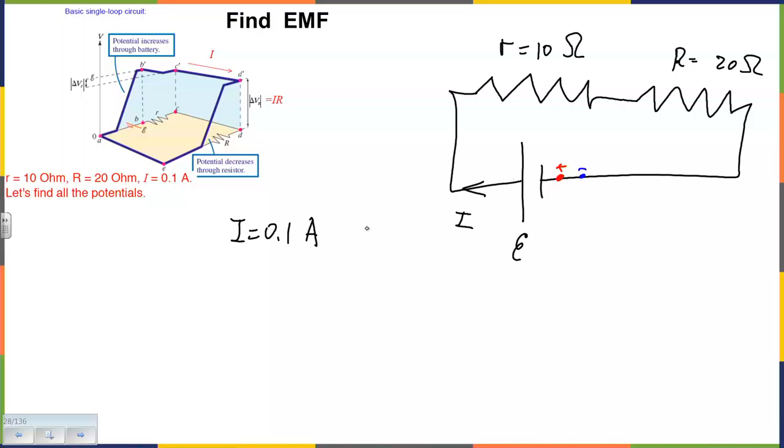So let's say we have that fictional positive charge, not an electron. How do I know? Electrons are blue. Electrons would travel away from a negative terminal, but the battery kind of picks up the positive charge and brings it over here, and then they start traveling away from plus.